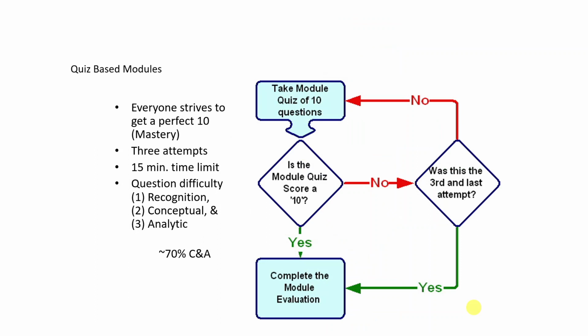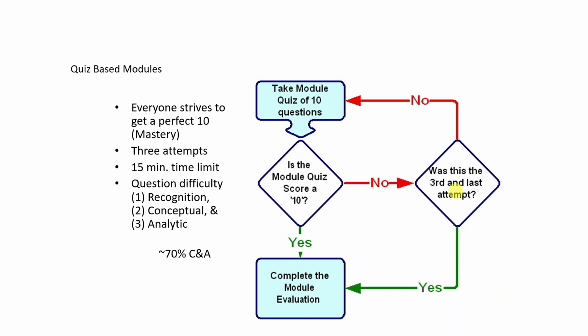In the quiz-based modules, you're going to get a score out of 10. We start here, take the quiz, and after each attempt we ask, is your score a 10? If it is a 10, yes, now it's time for you to complete the module evaluation, or what we've been calling the learning assessment. And you're done, and you move on to the next module. If the score on your first attempt is not a 10, even if it's a 9, we ask, is this the third and last attempt? If it is, then of course you're done at that point, because you only get 3 attempts at each quiz.